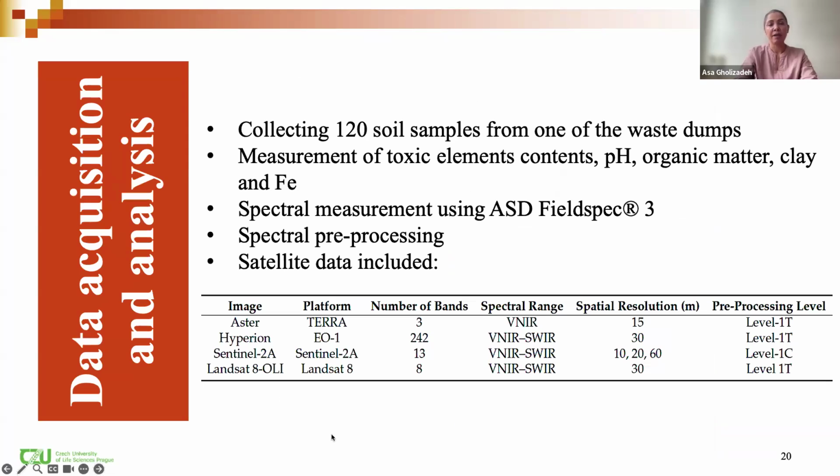120 soil samples were collected from one of the waste dumps. Measurement of toxic elements content plus pH, organic matter, clay, and Fe, iron, was conducted. And a spectral measurement was done with ASD FieldSpec. Common spectral preprocessing techniques were done, and we also provided some satellite data, including ASTER, Hyperion, Sentinel-2A, and also Landsat 8, which in this table, you can see the specification of each image that we used for these studies.